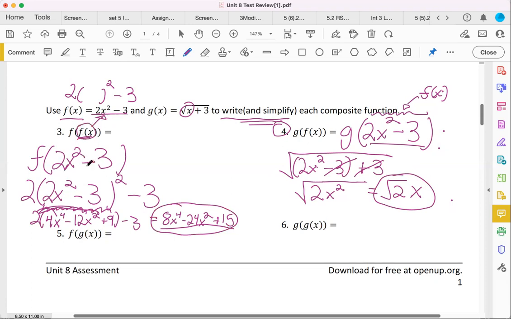Don't be afraid to rewrite it like this. And I think parentheses will set you up to be successful for this, especially if you have some exponents that are lingering or a number in the front that eventually needs to get distributed. Don't forget your order of operations here, because that's a big deal.